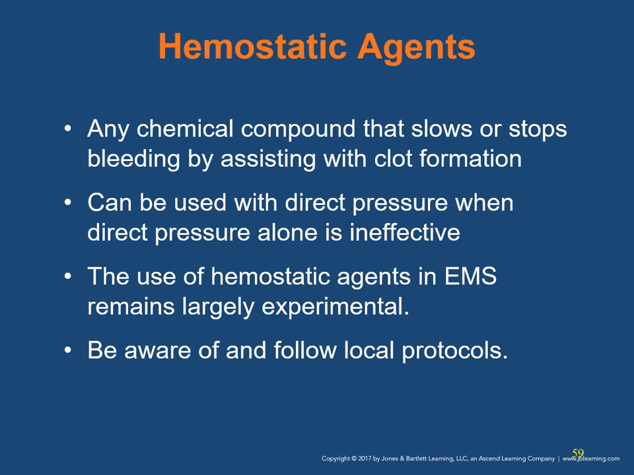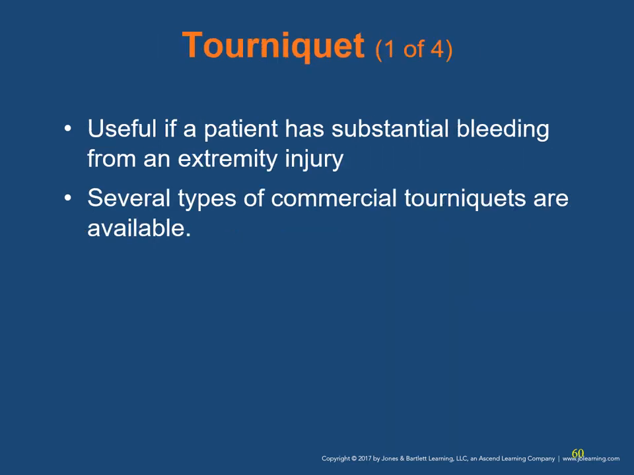Hemostatic agents. Any chemical compound that slows or stops bleeding by assisting with clot formation. They come in two forms. Granular powder can be inserted into small wounds to create a tight seal. Gauze impregnated with a clay substance can be used together with direct pressure when direct pressure alone is insufficient. The use of hemostatic agents in EMS remains largely experimental. Be aware of and follow your local protocols.